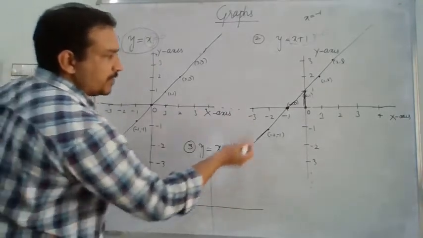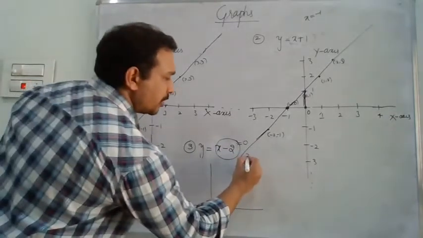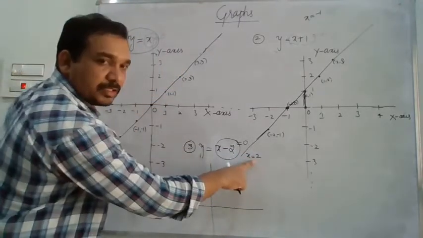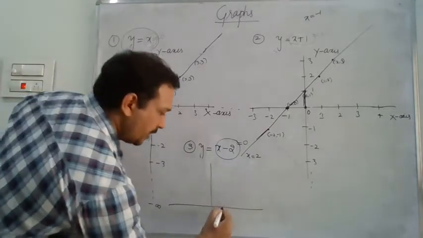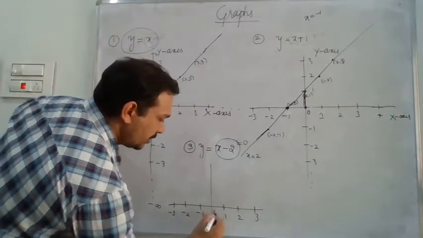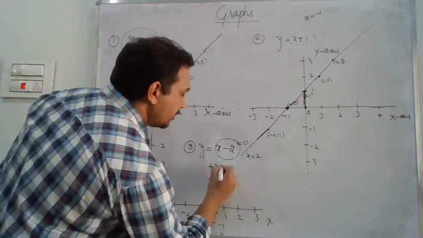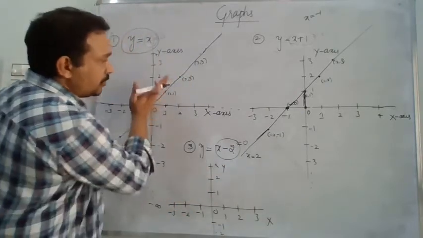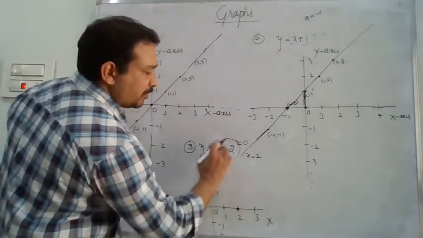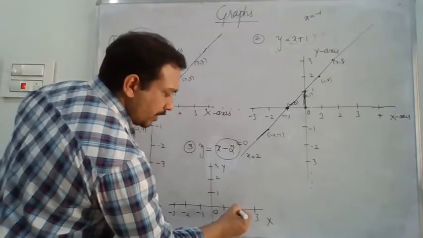What I said, through which point it has to pass. For that, we have to make this right side one equal to 0. Then x becomes what? 2. Means this line has to pass through which point? X equal to 2. Here 1, 2, 3, minus 1, minus 2, minus 3 on the x-axis, and 0, 1, 2, 3, minus 1, minus 2 on the y-axis. So the line is parallel to y is equal to x, but it has to pass through which point? 2 comma 0. Why? Because when I make x minus 2 equal to 0, x is equal to how much? 2. So it has to pass through 2 comma 0. So the line should be like this.